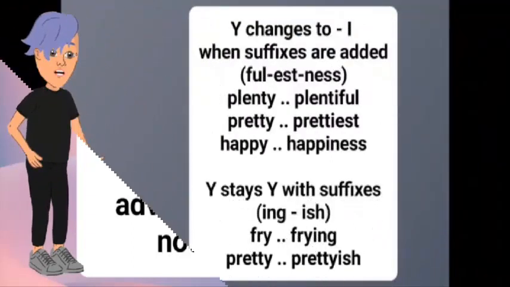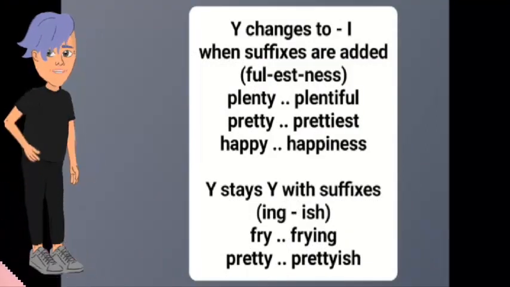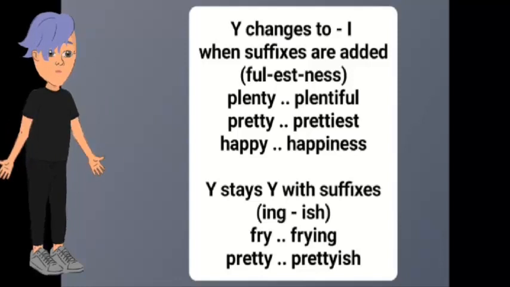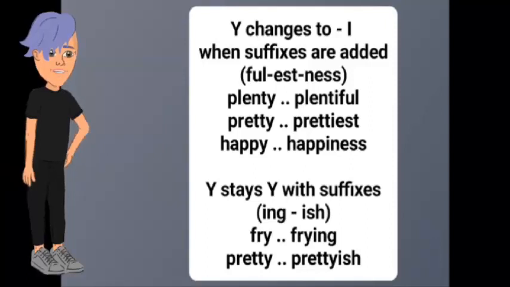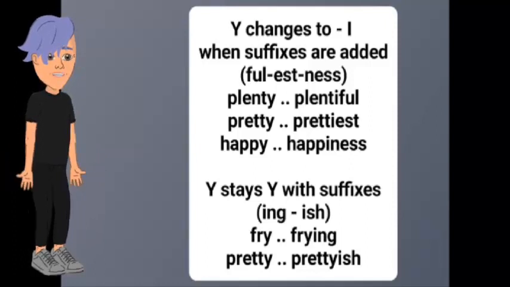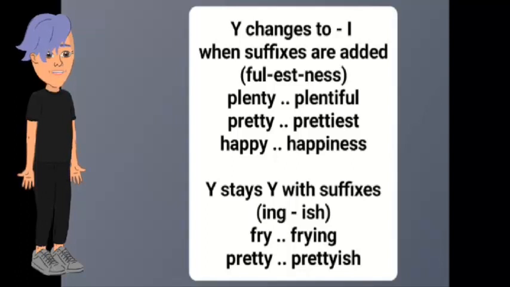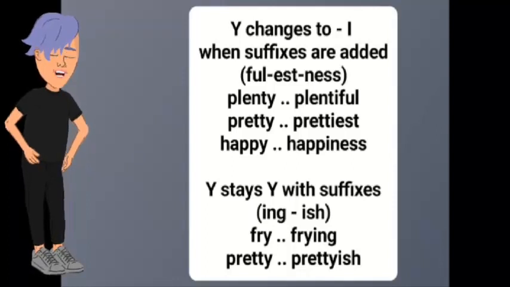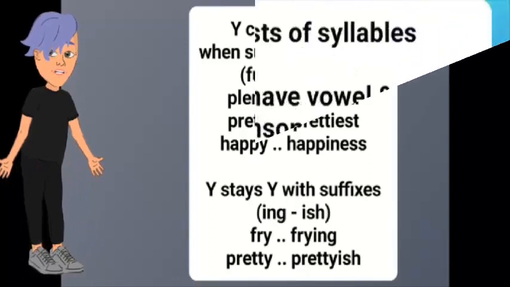Another spelling rule, when you are adding a suffix to a word: plenty, you turn it into plentiful. Pretty, you turn it into prettiest. Happy to happiness. You added the suffix full after plenty, est after pretty, and ness after happy. When you add these suffixes, the y changes to an I, as you can see here. While if you're adding suffixes like ing or ish, the y stays as a y. So fry becomes frying, and you can see the y didn't change to an I. And pretty turned into prettyish, and the y stayed as a y.